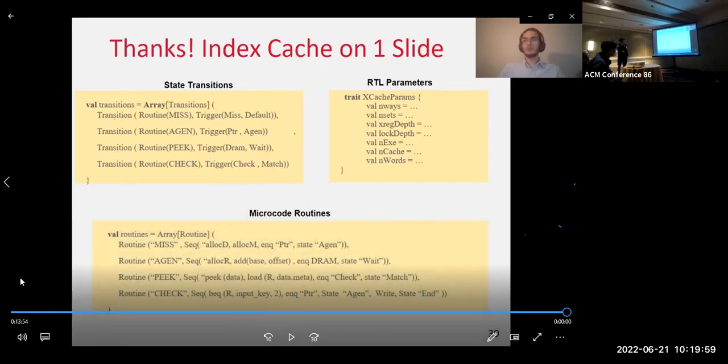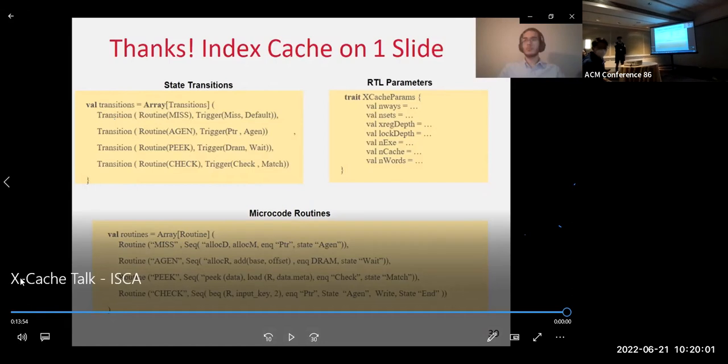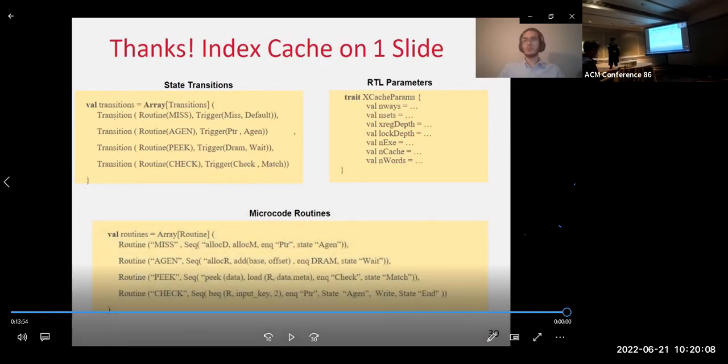And my second question is, if the answer is yes, then what is the extra area overhead you're adding to this whole system? Because I noticed that you have the performance and the power numbers, but you don't have the area numbers. So those are my questions.